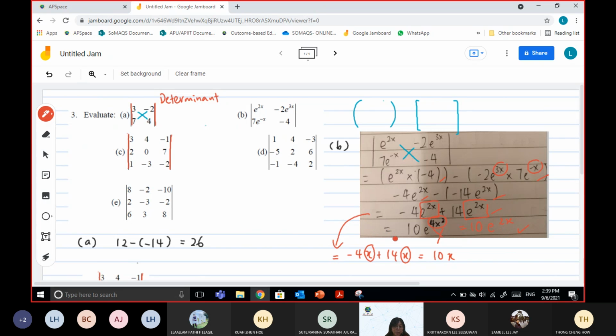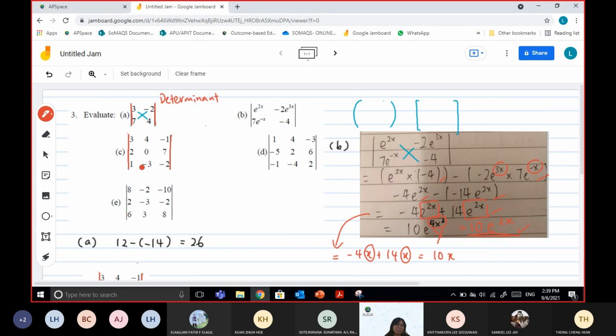Cheng Hao, is that okay? Yes, Miss, clear. Okay, thank you. So how about the rest of the students? The correct answer should be 10e^2x. Now let's proceed to C.